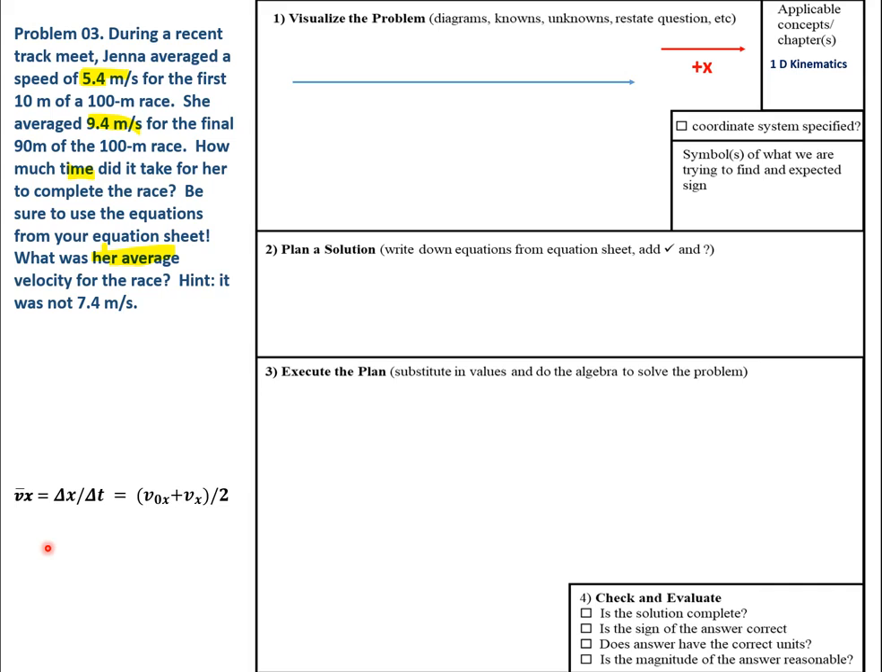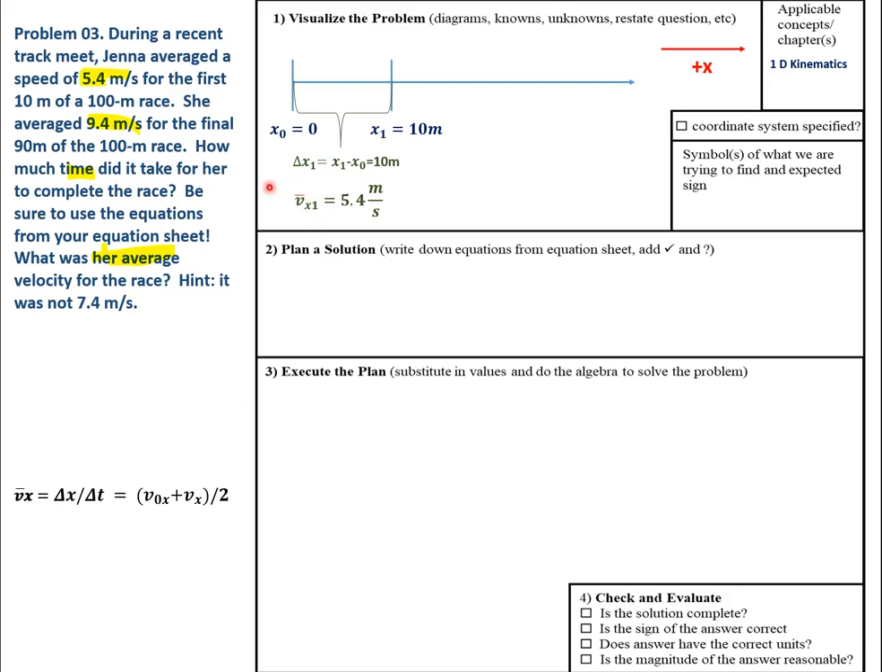For the first part of the motion, initial position is 0 meters. Final position is 10 meters and displacement is final position minus initial position. So displacement is 10 meters. And also average velocity is 5.4 meters per second as it is given in the question. I'm going to use the subscript 1 to denote displacement and average velocity for segment 1. And also, this bar indicates that it is an average.